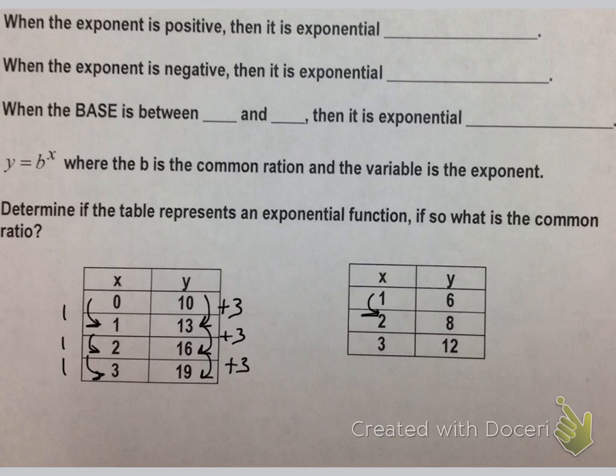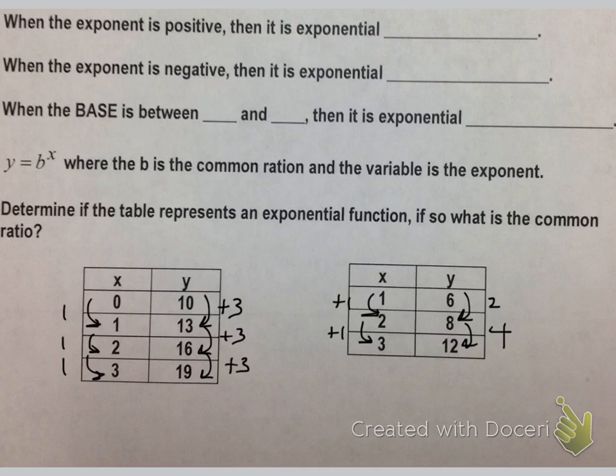1 to 2 is 1. 2 to 3 is 1. 6 to 8 is 2. 8 to 12 is 4. What is this one? Exponential. And what can you tell me about this exponential? That it's positive. What's the common ratio? Okay, here's the common ratio.